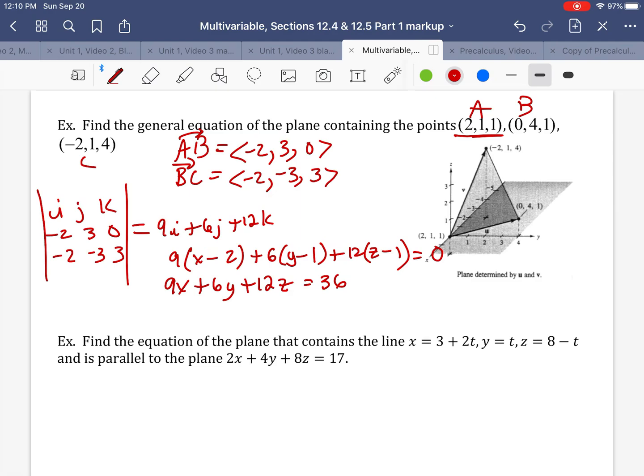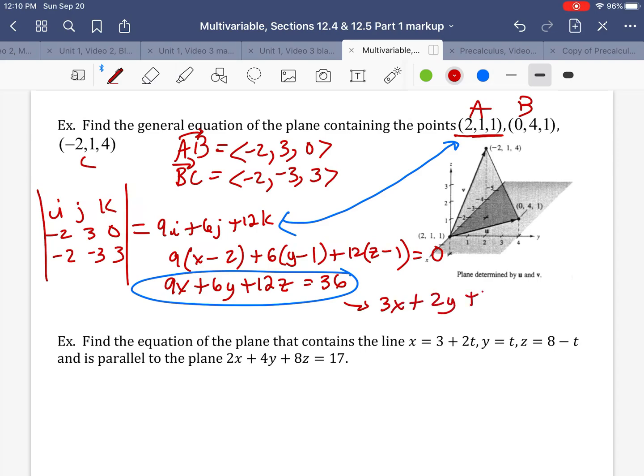Okay, so see with me that that is just the dot product of this normal vector and my 2, 1, 1. If I did that, I would get 18, 6, and 12, and that's 36. And so that's why I wanted you to see the quick and easy way to do this, and it will save us a lot of time. So anyway, you can leave it like this. I mean, this is technically my answer, but you can also reduce it down. Divide everything by 3, even the 36. So I could say 3x plus 2y plus 4z equals 12. So you could also say that.